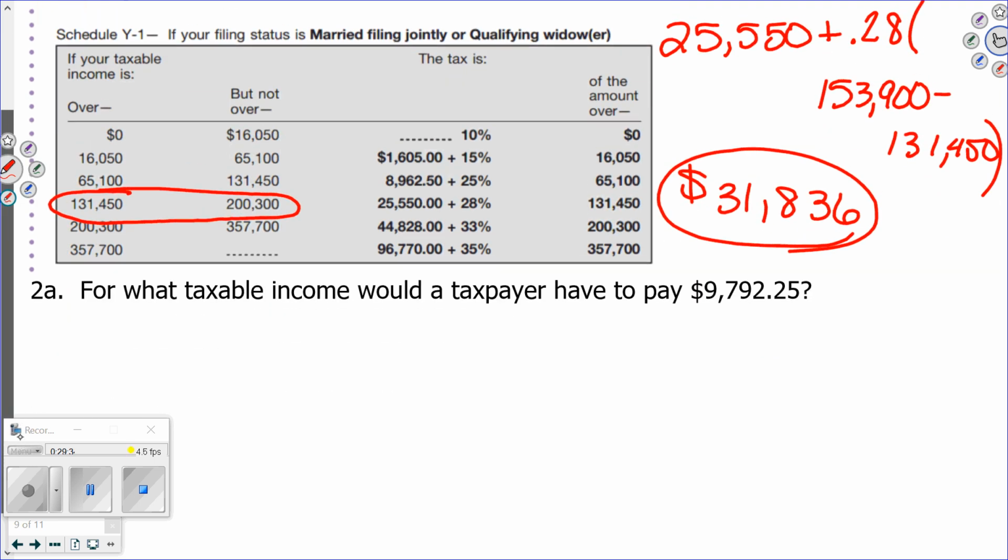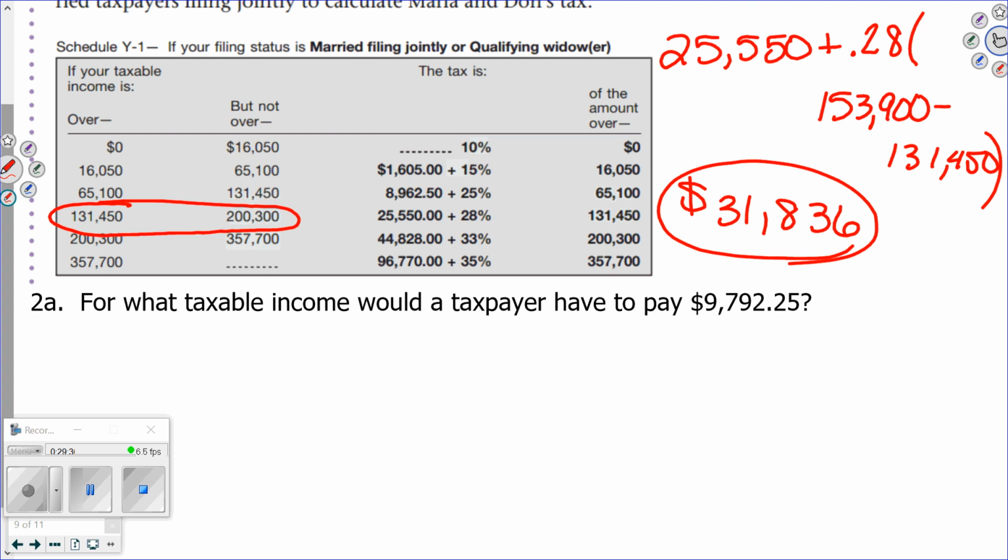All right, for what taxable income would a taxpayer have to pay $9,792.25? This we need to kind of stop and think for a minute here, guys. For what income, so I'm solving for the income, would I have to pay over $9,000 in taxes? Can you tell where you would fall based on what they told me the tax? So which column should I be looking at right now?